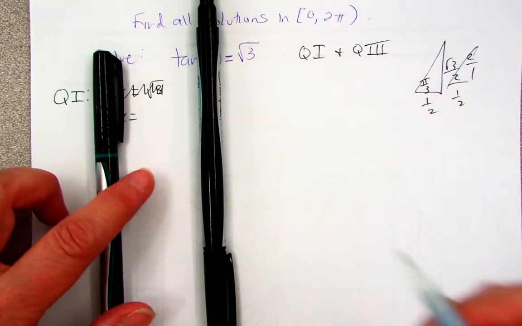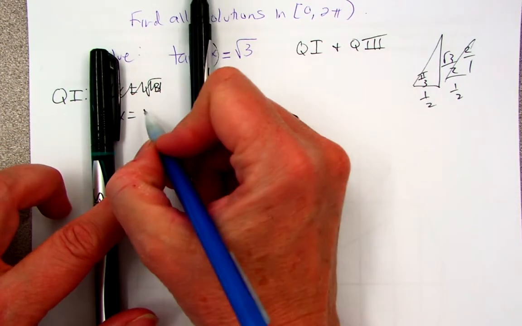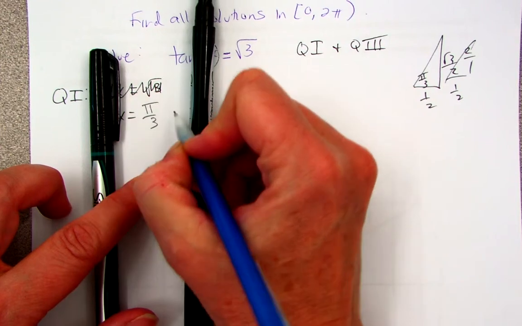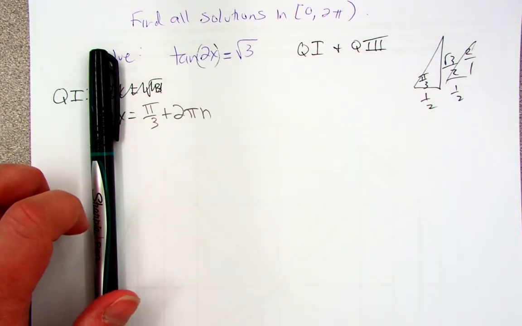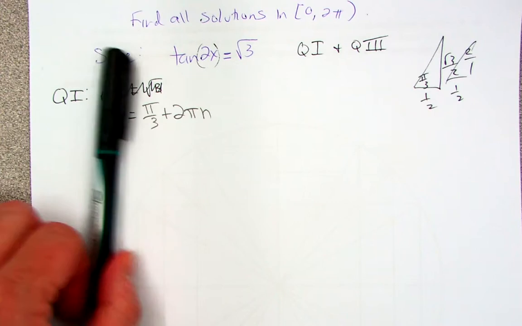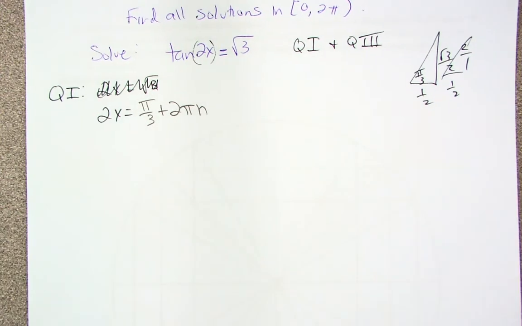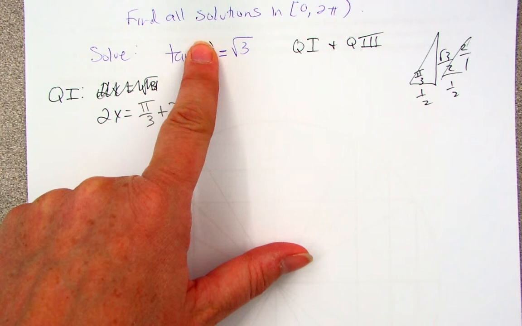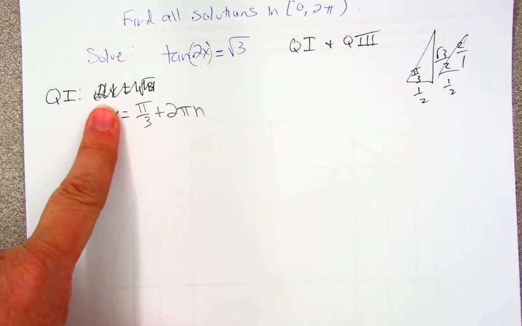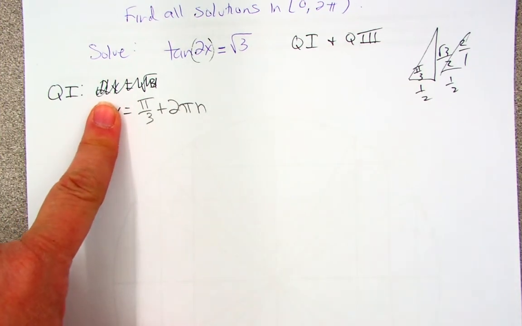Then you told me it happens at where? At pi over 3 plus 2 pi n. Right? I did the same thing. I didn't freak out about that stuff. I pretended it was an x, so I put my finger over it so I didn't freak out. I said, oh, that's quadrant 1 and 3, and I asked, where does that happen? At pi over 3 for quadrant 1, plus every rotation.